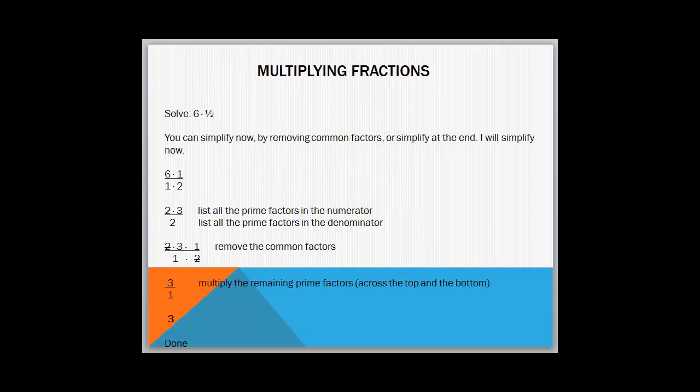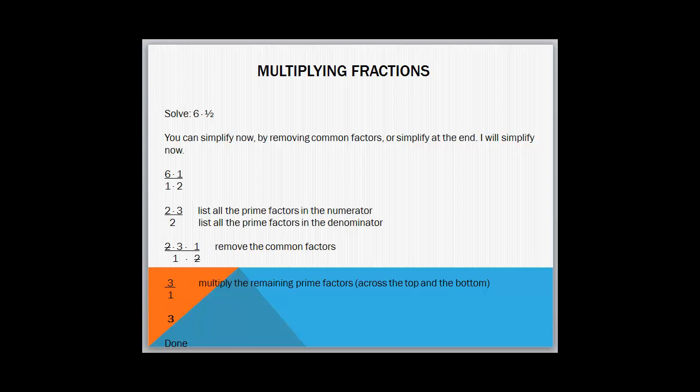Okay, so now let's multiply some fractions. All right, so we're going to multiply 6 times 1/2, all right? Well, the first thing to do is to list all the prime factors in the numerator and then list all the prime factors in the denominator. And remember, with multiplication, we're going to just multiply across the top and across the bottom, all right? So let's go ahead and get rid of some common factors. Before we even multiply, we'll just go ahead and get rid of those.